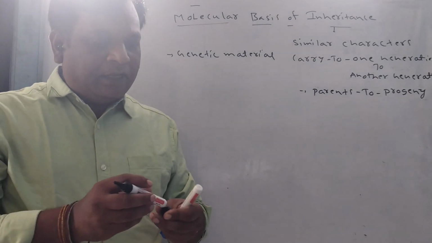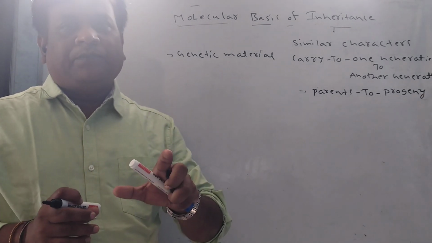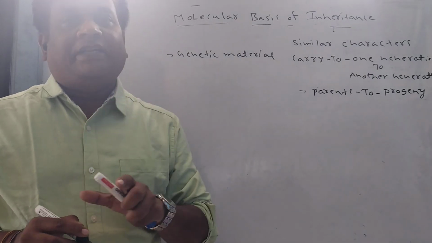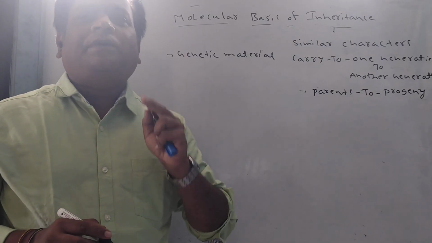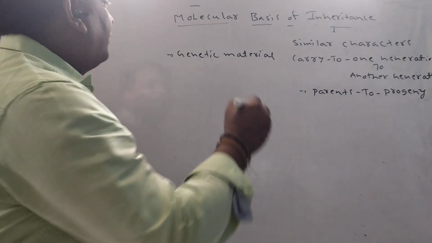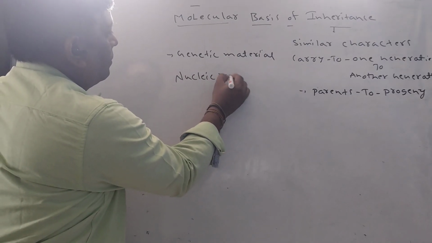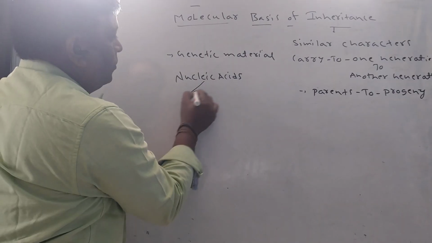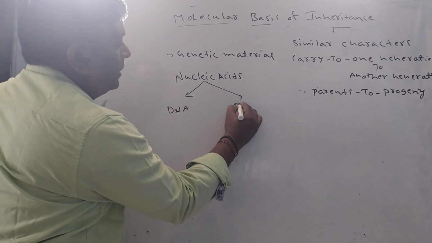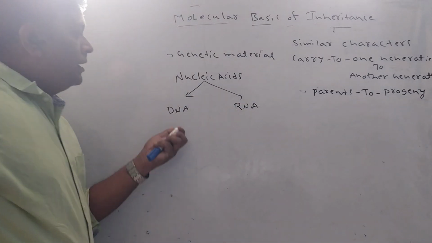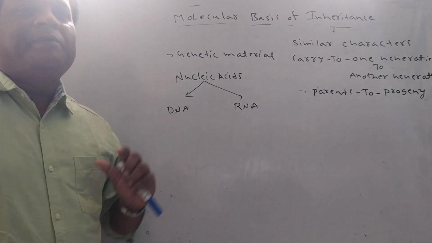Right? Basically, nucleic acids are considered as the genetic material. How many nucleic acids are there? Mainly 2 types of nucleic acids are there. We can write: nucleic acids, 2 types. One is DNA, another one is RNA. Both are nucleic acids, and both act like a genetic material.